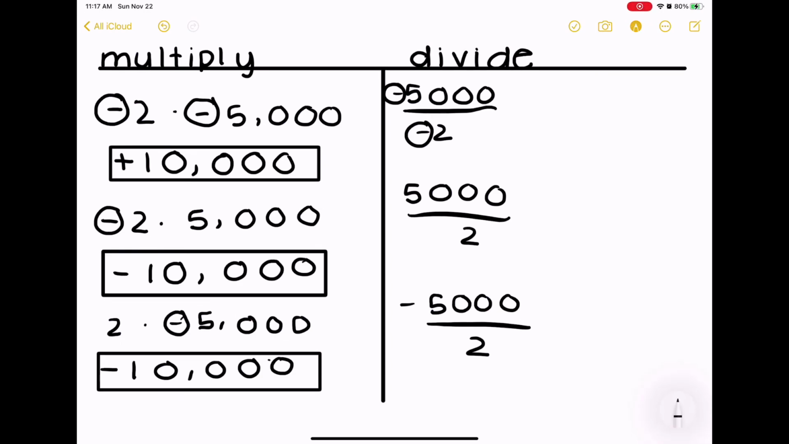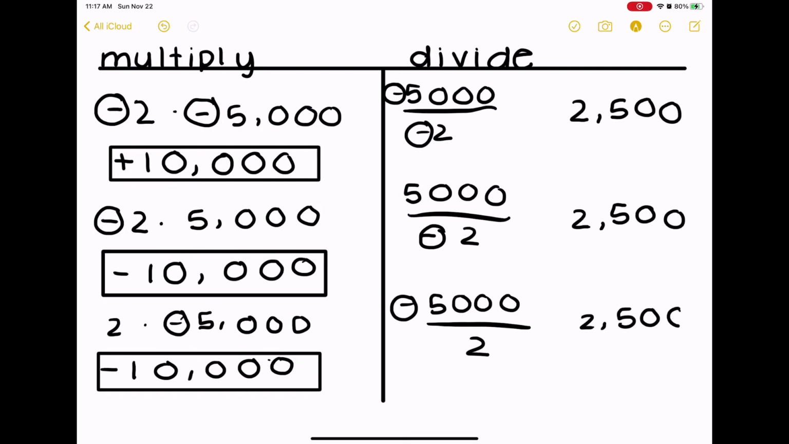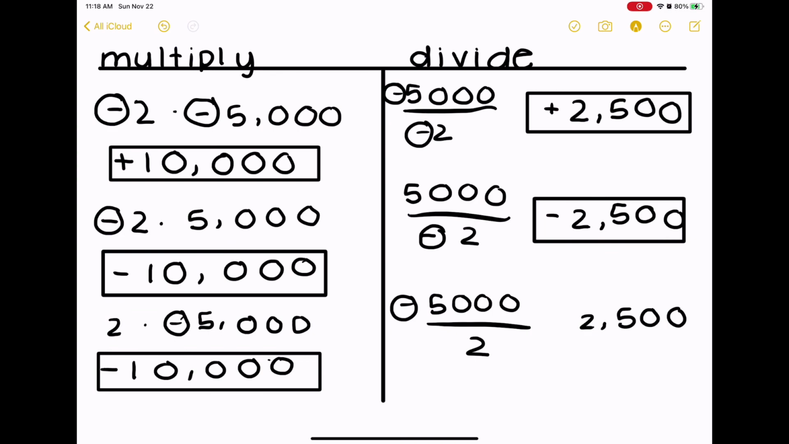Now time for the division problems. So, in the first equation, we have two negatives, and so we can imply that it's positive. And I'm just writing all the numbers, because the number is the same. Now, a positive number times a negative number is equal to a negative number. A negative number times a negative number is equal to a positive number. And a negative number times a positive number is equal to a negative.